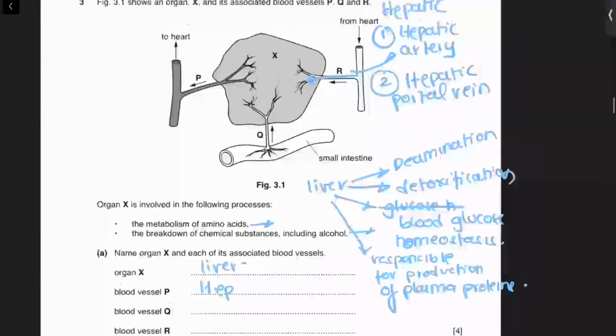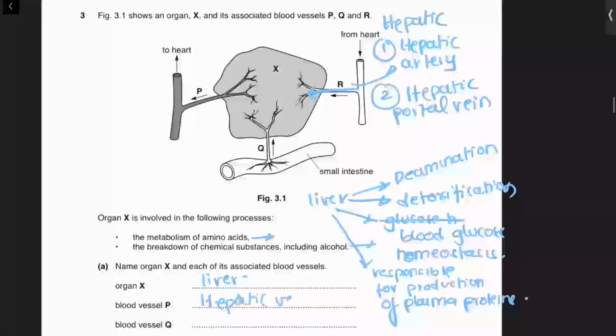So hepatic vein is P, hepatic portal vein, and this is the hepatic artery.